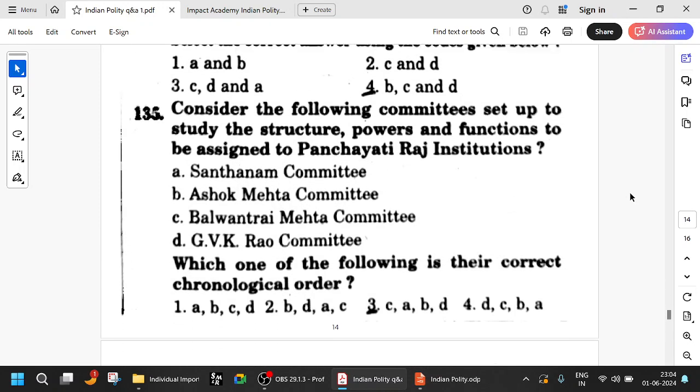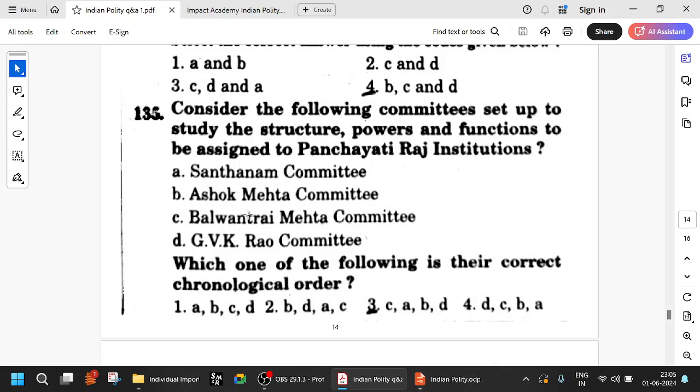So consider the following committees set up to study the structure, power, and functions to be assigned to the Panchayat Raj institutions. So which one of the following is their correct chronological order? So you've already seen Balwant Rai Mehta is the first, right? So Balwant Rai Mehta, followed by the Santhanam Committee, then Ashok Mehta Committee, GVK Rao Committee, then we have Thungon and Gadgil Committee. Okay, we've seen that order. So remember that. First is the Balwant Rai Mehta Committee, and last is the Gadgil Committee. So remember in that way.